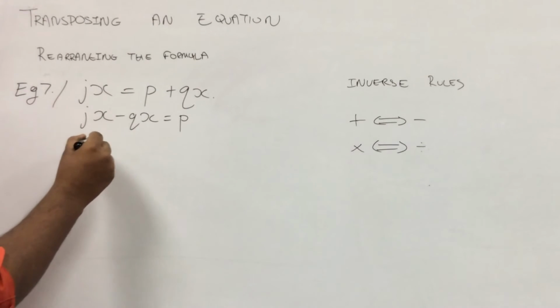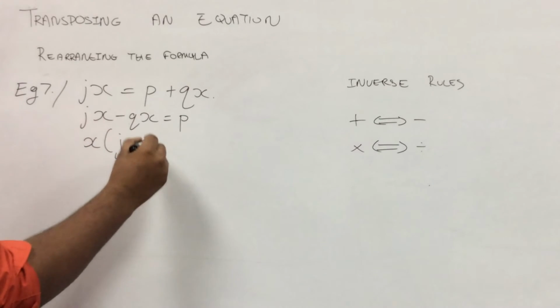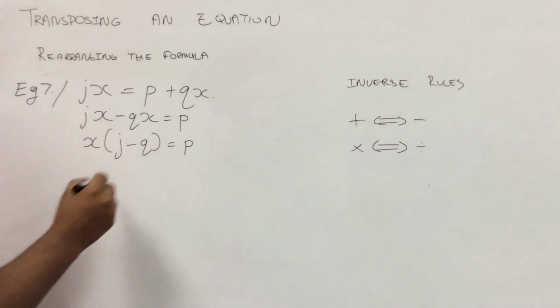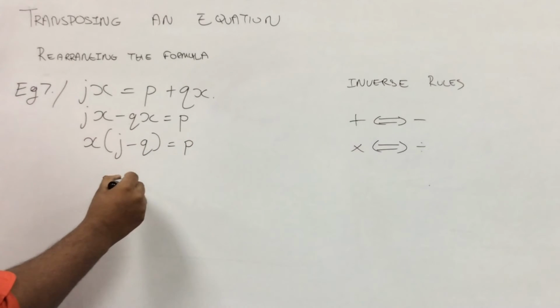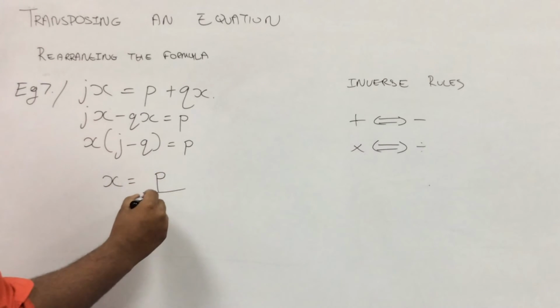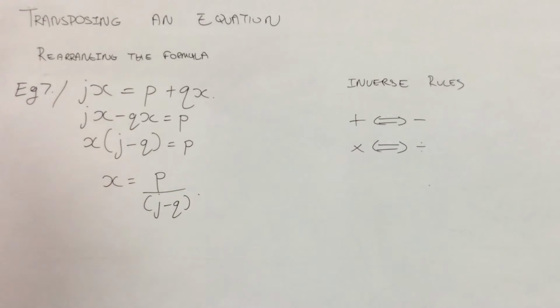We now factorize, get x open brackets, j minus q, is equal to p. We want x as subject of the formula, so we take the multiply j minus q, carry it across the equal sign, it will be divided by j minus q. Therefore, the equation reads x is equal to p divided by j minus q.